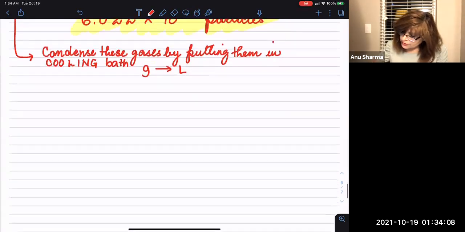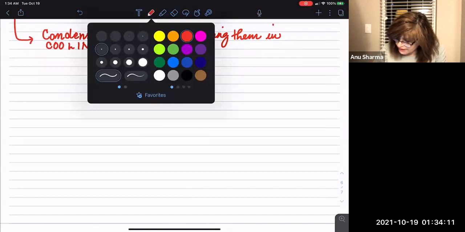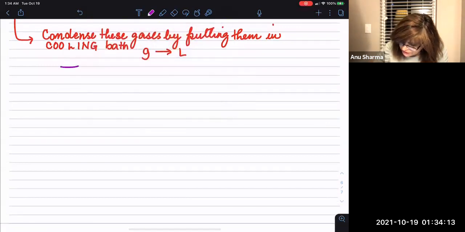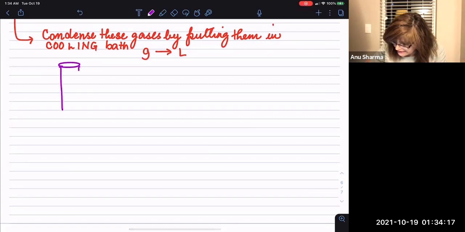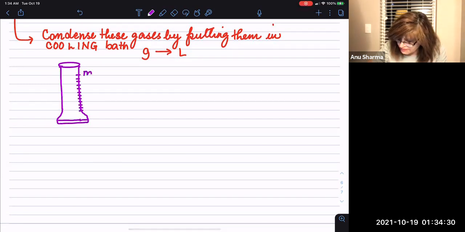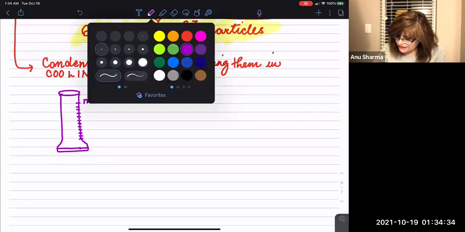Next, you take the liquid from each of these containers, one container at a time, or one gas at a time, and this is the graduated cylinder. The graduated cylinders have markings on them that tell you how many milliliters and liters and so forth. So these markings are, let's say, in milliliters. Now you pour the gases here.